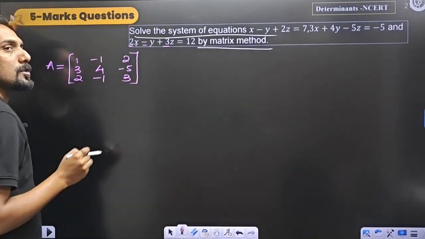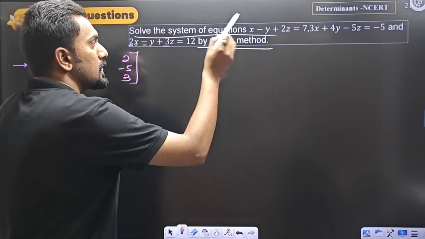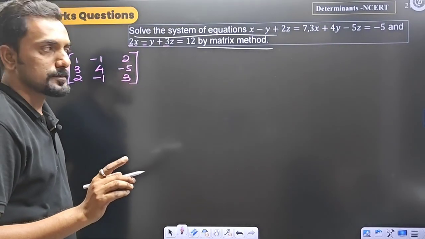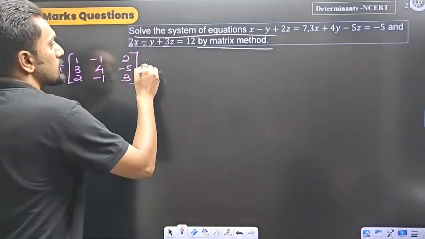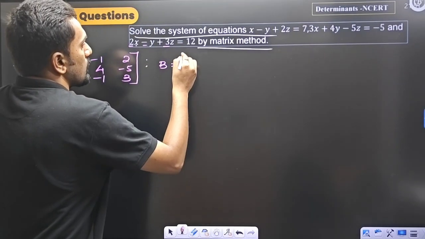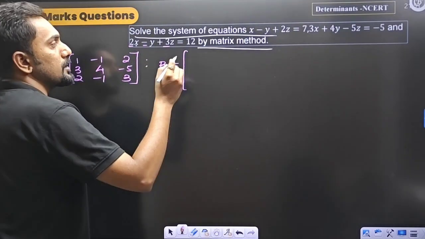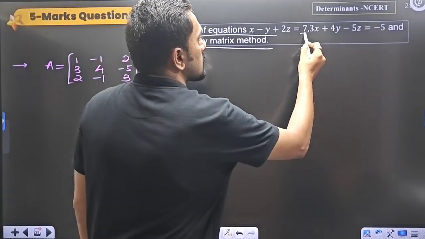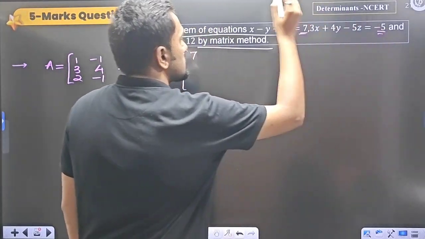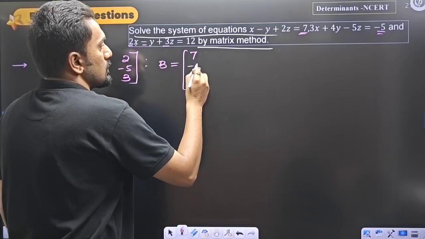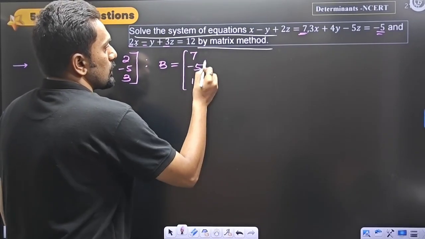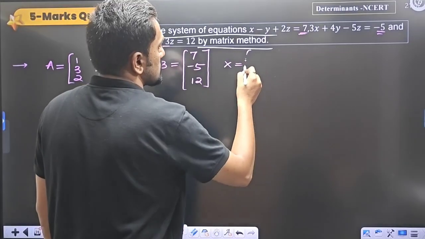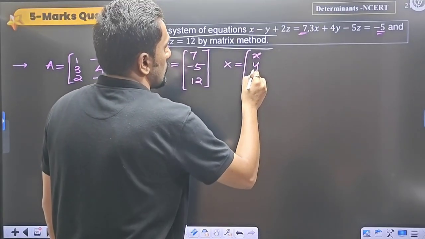You have to write very carefully. While writing itself, if you go wrong, then 100% your answer will be wrong. Okay, then after that I need to write the B matrix. What is that B matrix? 7, all the constant terms of the equations along with sign we have to write. Then this is 12. Then what is X? X equals x y z.